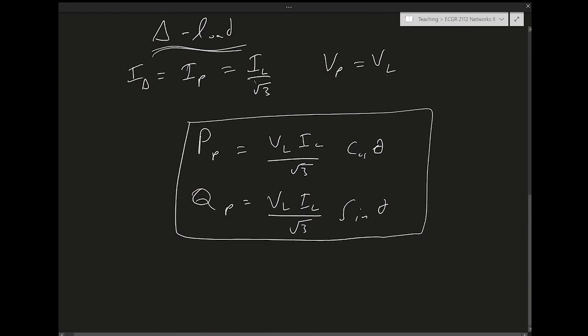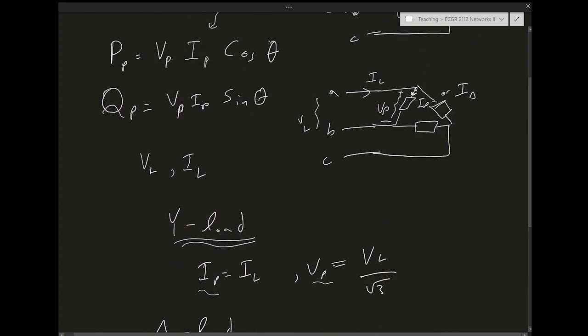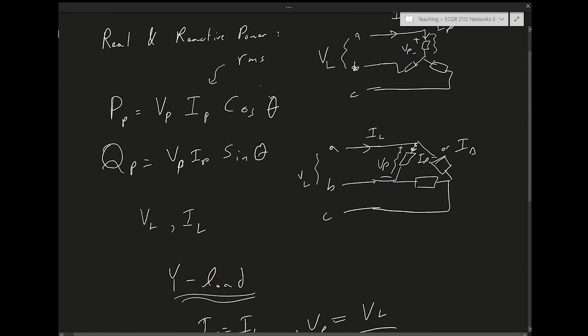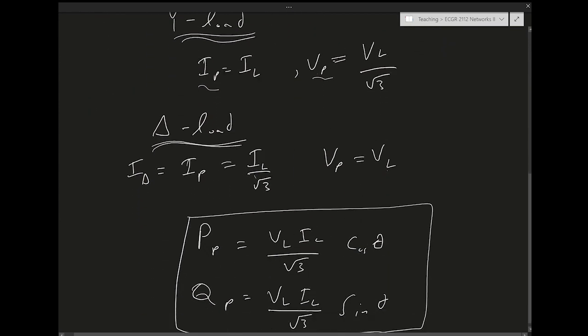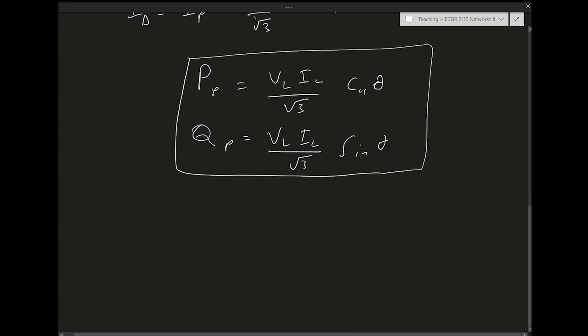There's an extra square root of 3 factor there, in contrast to those equations, which use the straight phase voltages and currents. Right? So this shows up. Square root of 3 always shows up when we're talking about three-phase circuits, balanced three-phase circuits.